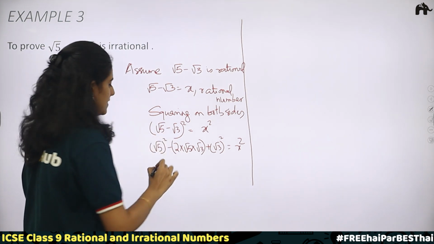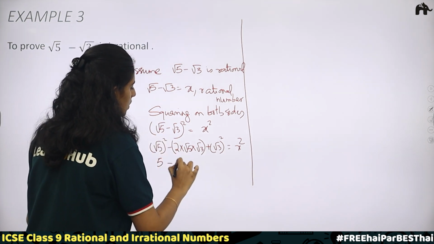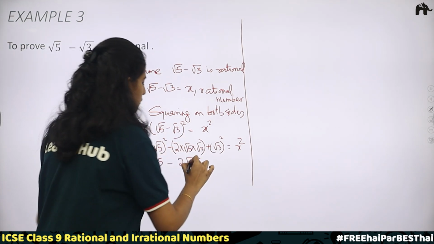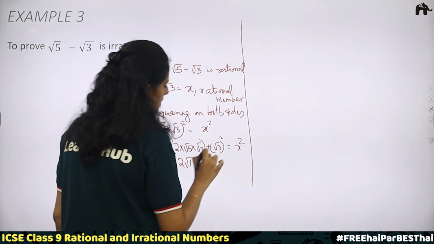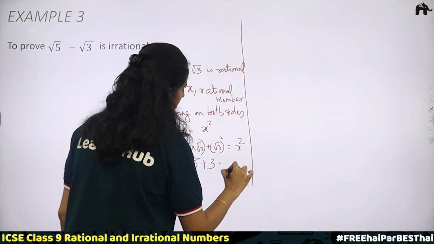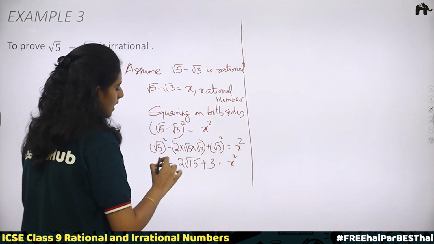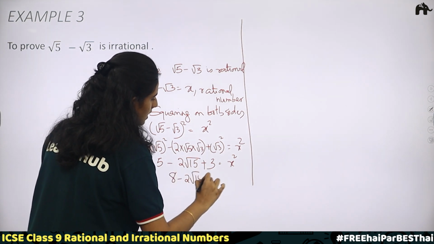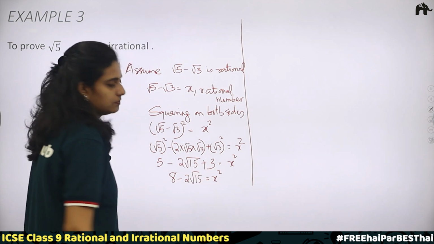Root 5 square is 5, minus 2 root 5 into root 3, which is root 15, plus b square. Root 3 whole square, the root and square can be removed, is 3, equal to x square. Okay, 5 plus 3 is 8, minus 2 root 15 is equal to x square.